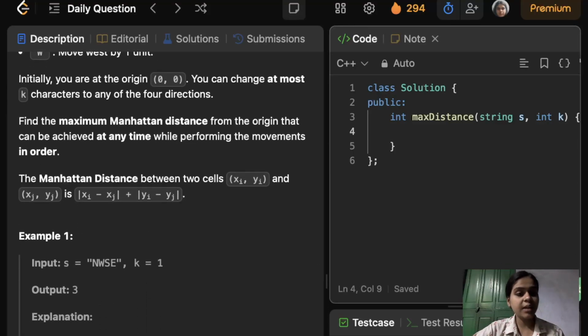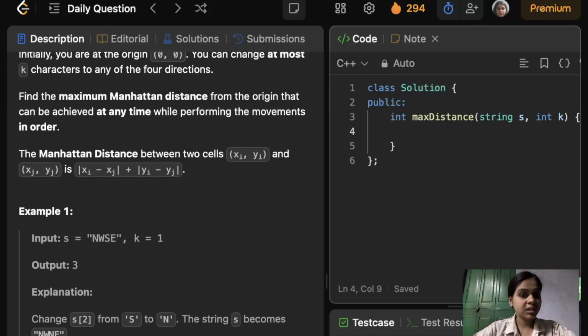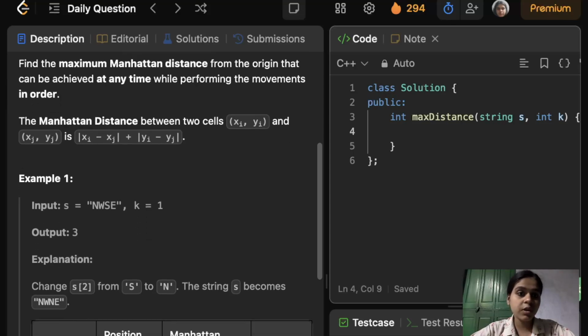You can change at most k characters to any of the 4 directions. Find the maximum Manhattan distance from the origin. Note that from the origin, that can be achieved at any time while performing the movements in order. The Manhattan distance formula is: if the coordinates are xi, yi and xj, yj, then it will be |xi - xj| + |yi - yj|.